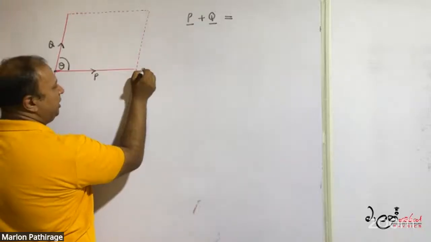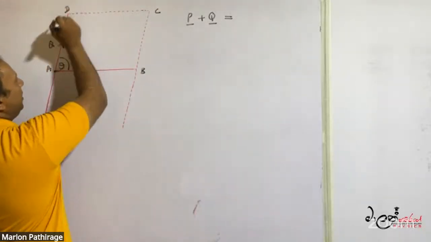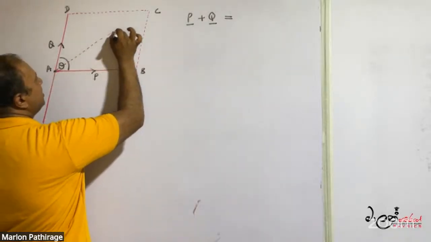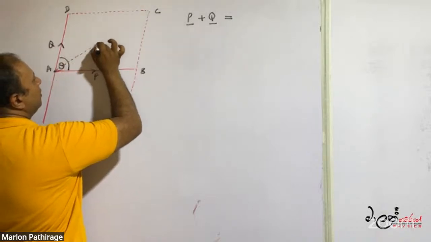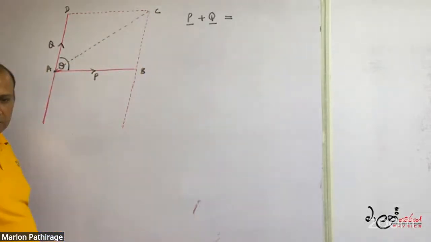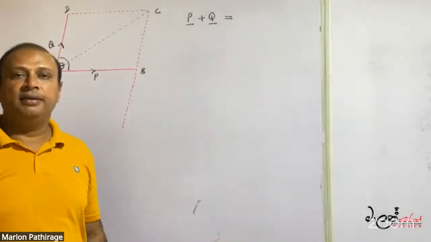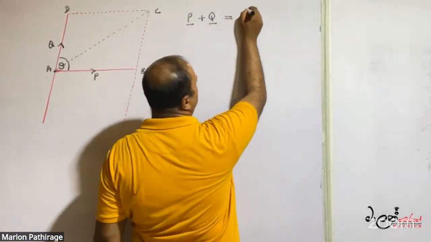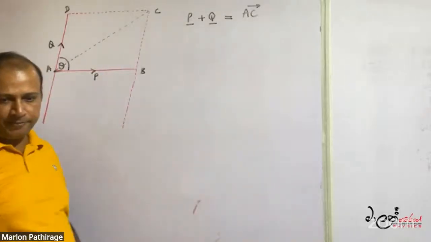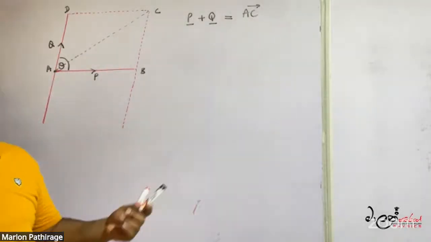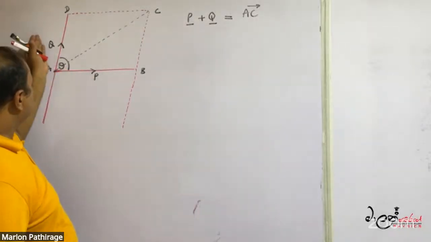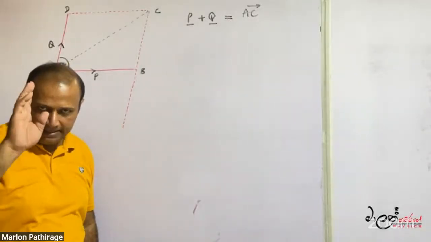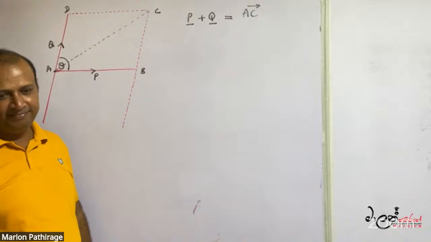Suppose this point is B, this point is C, this point is D. Now we know from the AC vector, we can take the resultant vector. From the AC vector, we can represent the addition vector. Okay, is that clear? P vector plus Q vector is equal to the AC vector. Is it clear?